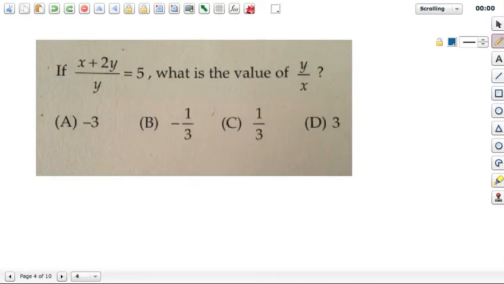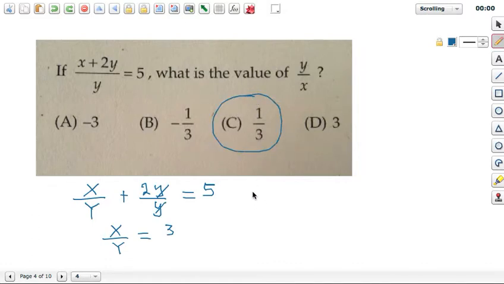Okay, here's question number 4. Pause your video now. So the question is asking, if x plus 2y over y is 5, then what is y over x? So let's go ahead and break this up into two separate fractions. So you can see that it will be x over y plus 2y over y is equal to 5. And since this y can cancel out, x over y would be equal to 3 over 1. And the question is y over x, so the correct answer should be 1/3. Y over x is equal to 1 over 3.